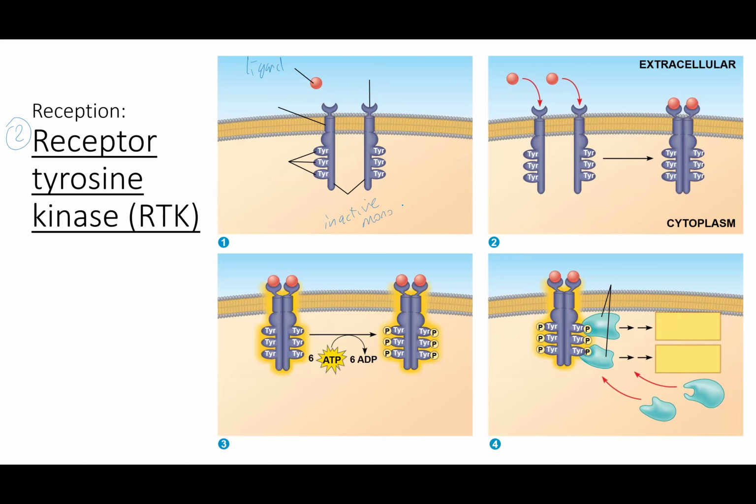And they are monomers, so they are single units. They've got binding sites, both of them, on the extracellular side. And on the intracellular side, they have these tyrosines.